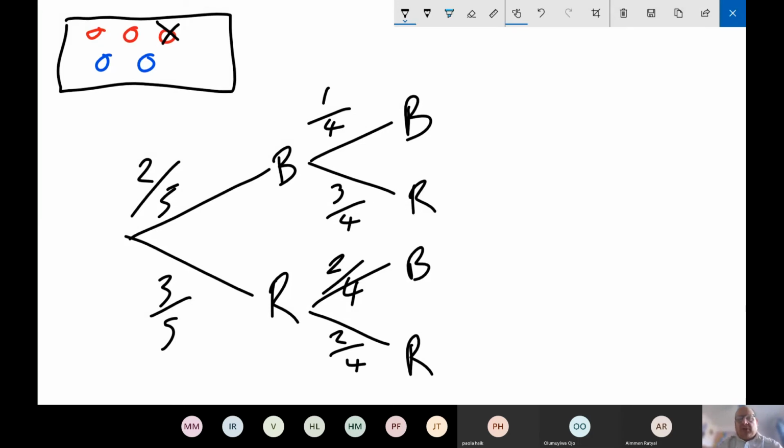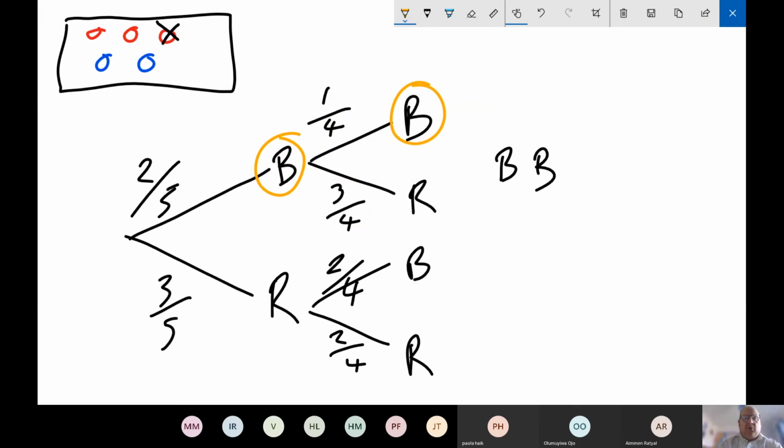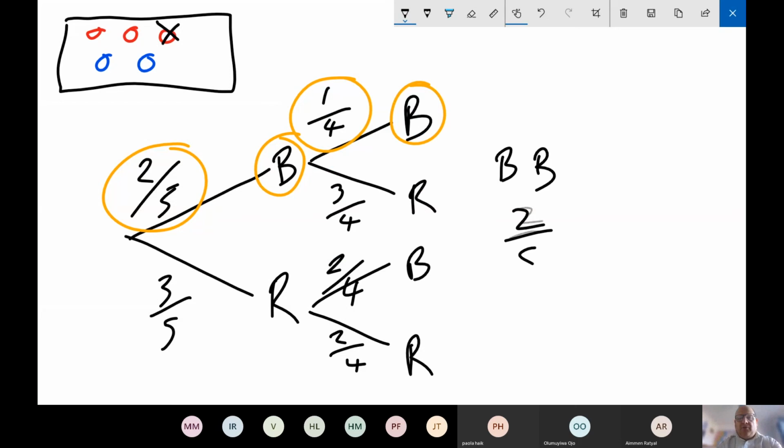So now, if we wanted to look at the probability of us getting a blue ball followed by another blue ball, you'll see our fractions were 2/5 and 1/4. If we do 2 over 5, remember I said combine them, we multiply them, times 1 over 4. 2 times 1 is 2, and 5 times 4 is 20. So it's 2 out of 20, which we can simplify to 1 over 10.